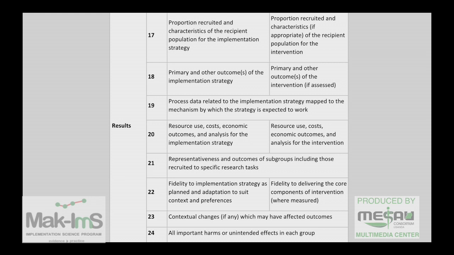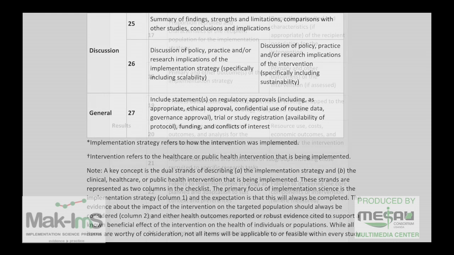And then finally, for the discussion, you're going to summarize your strengths and limitations, like other papers, compare with other studies, your conclusions and implications. And then, of course, your strategy, the implementation strategy you used, you should be able to discuss it in terms of policy, practice, and affordability, scalability of the strategy you chose. And the same thing for the intervention.